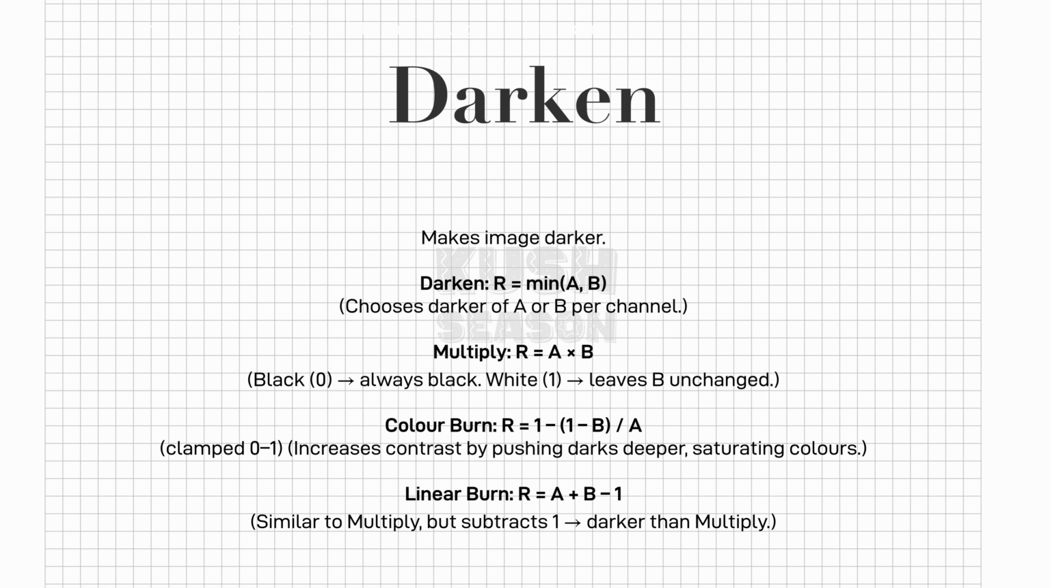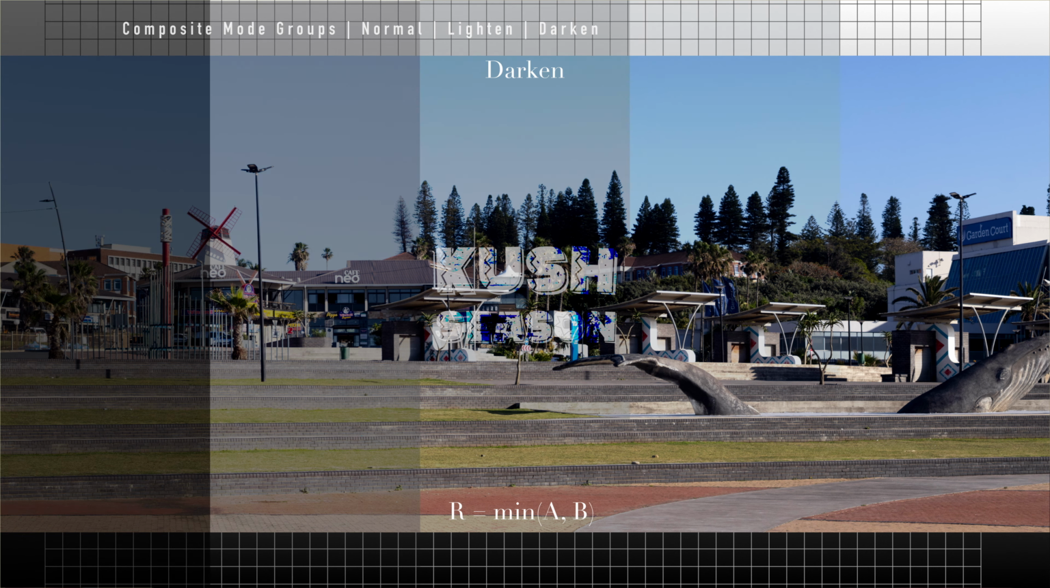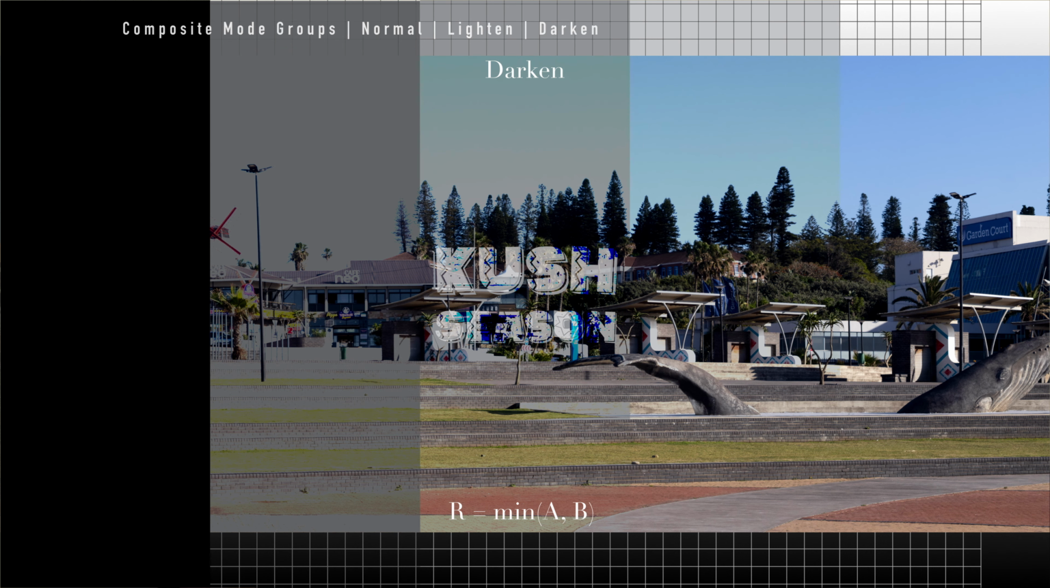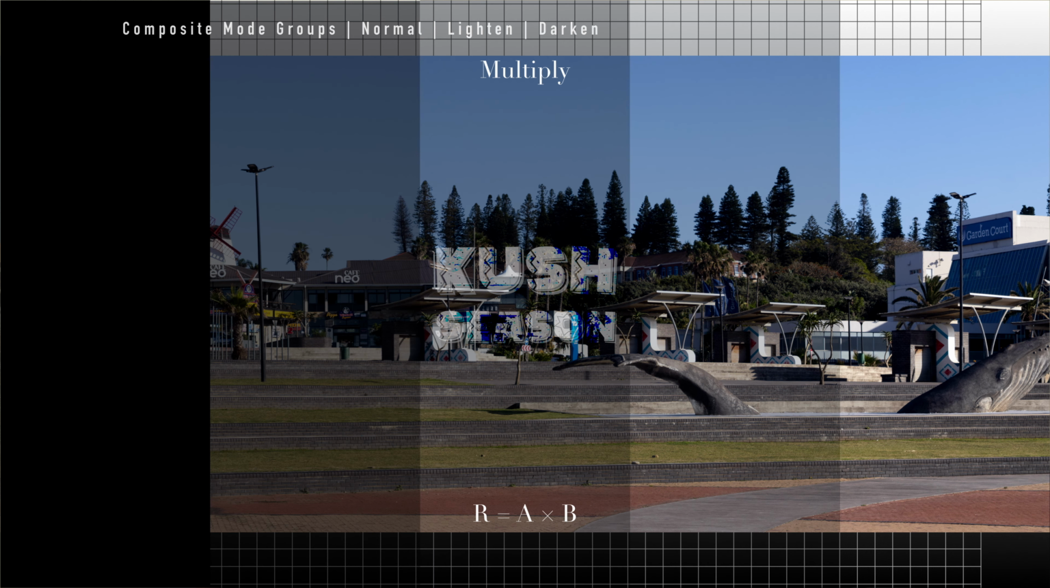Okay, third category. Third category is darken. What does darken do? Say it with me, class. It makes the image dark. Within the darken category, you have 4 composite modes: darken, multiply, color burn, and linear burn. Darken is straightforward, chooses the darker values between your blend layer and your base layer. Multiply works inversely to screen in that it multiplies the values of the blend layer and the base layer. The result will always be a lower value provided that your values are lower than 1.